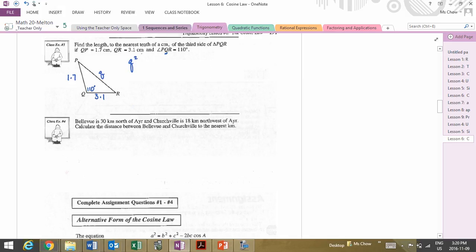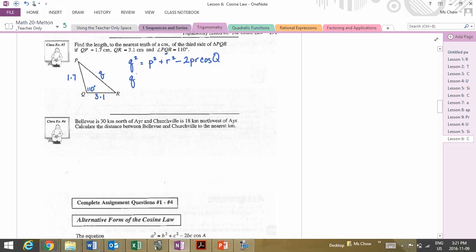So I'm just going to use those letters in the formula. So rather than A, B, and C, we'll use P, Q, and R. So isolating q squared, that's the length that we want to find. So we'll take the sum of the square of the other two, so p squared plus r squared, then minus 2 times p and r. Those are the two that I'm squaring and adding, and then times cosine of the corresponding angle of the length that I want to find, so cosine q.